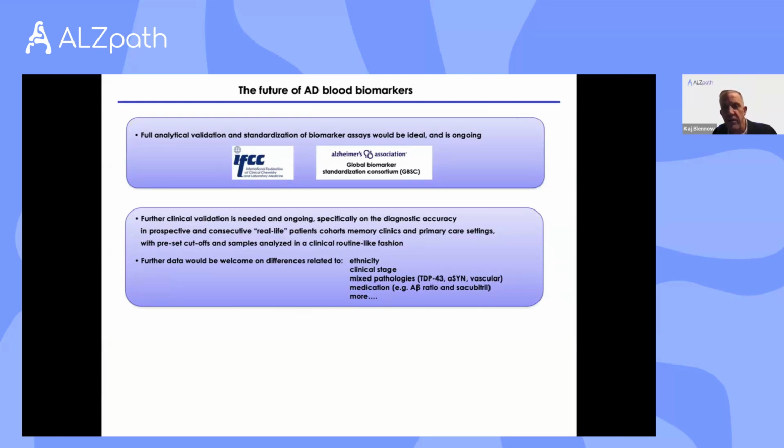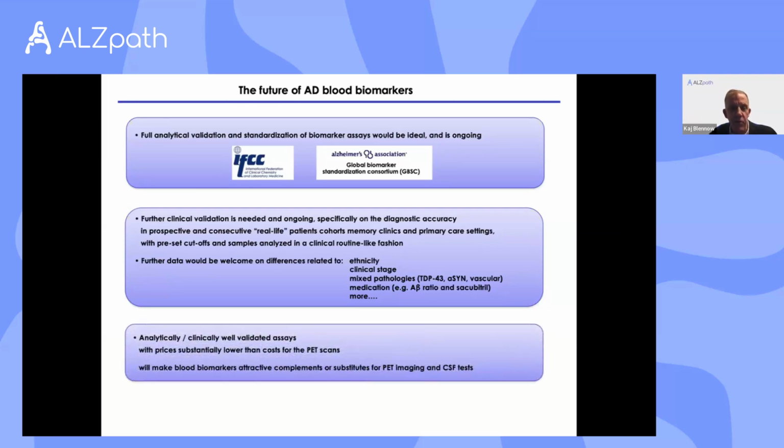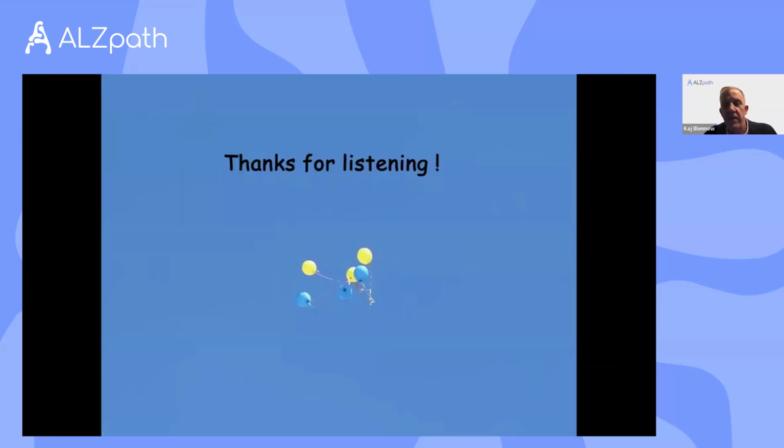We heard about the A-beta ratio and sacubitril, and probably much more. And I think that in the end, when we have analytically and clinically well validated assays, and we are well on the way, I would say, but also when assays have prices that are substantially lower than costs for the PET scans, then this will make the blood biomarkers attractive complements or even substitutes for PET imaging and CSF tests.